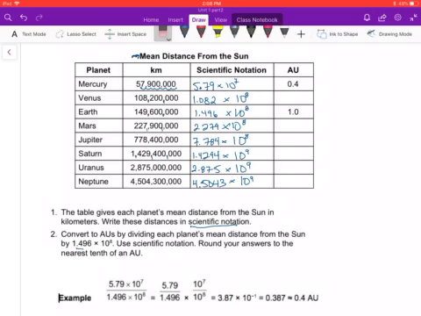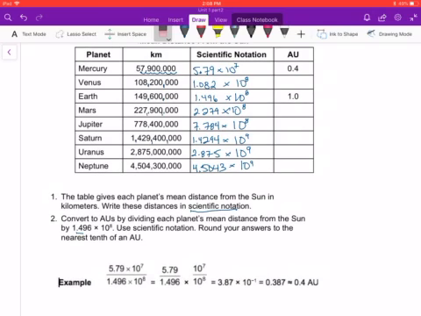All right, so let's look at Venus's distance. Venus's distance is 1.082 times 10 to the 8th divided by 1.496 times 10 to the 8th. Well, if I subtract the exponents, I get 10 to the 0 power. And then 1.082, let's see what that gets. I'm going to use a calculator.